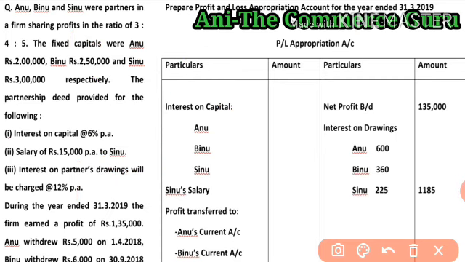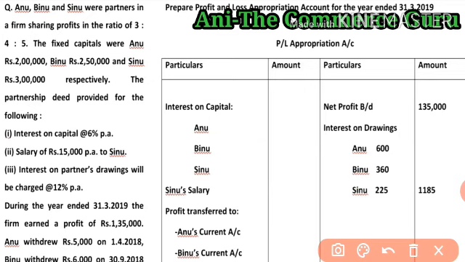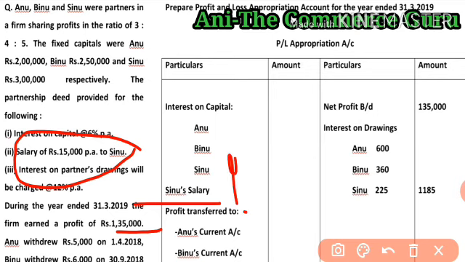We will write the interest on capital here as 12, 15 and 18, and the total we will write here as 45,000. This is what you need to do. Then one more appropriation as per the partnership deed, that is salary of rupees 15,000 per annum to Sinu. So we will write here Sinu's salary. If salary for Binu, then we will write Binu's salary. We have to write like that. If commission is there, we should write Binu's commission, Anu's commission, on the debit side.